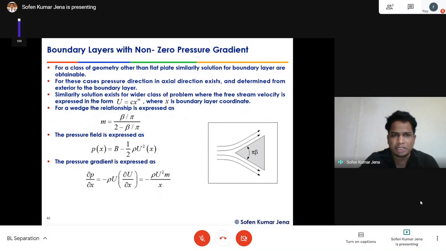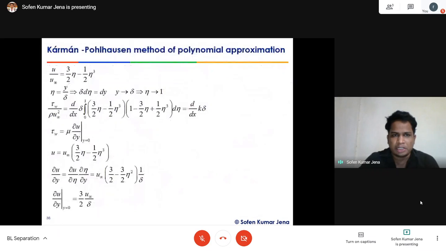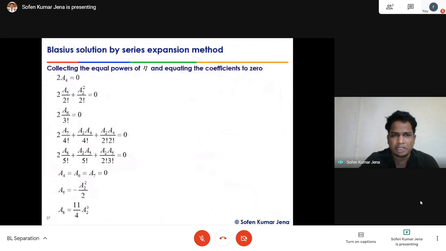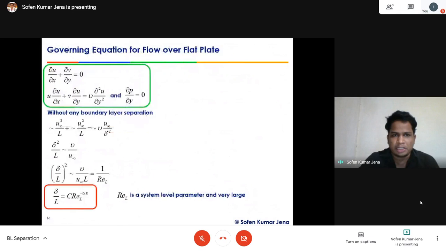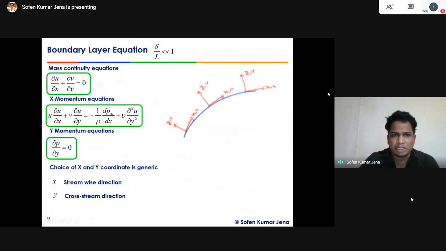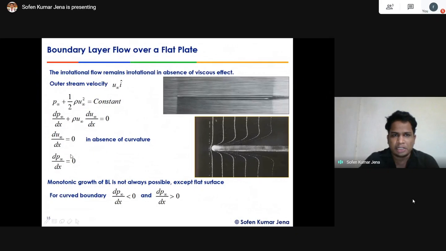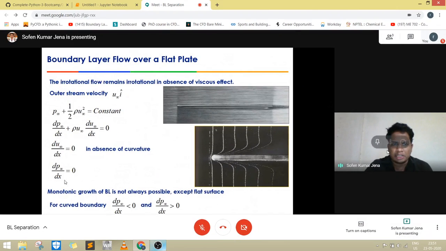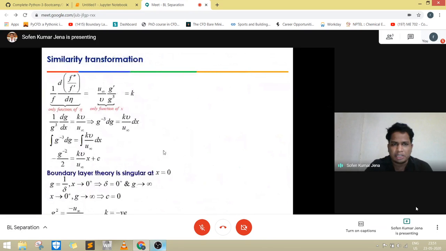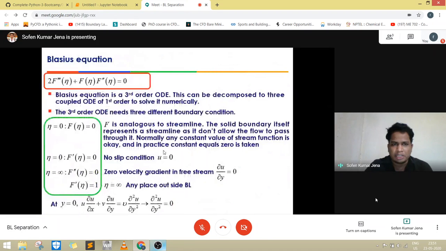Earlier, whatever boundary layer theory or solution we got was for flow over a flat plate, where essentially the pressure gradient was zero. In the first lecture itself we derived why it should be zero. So we have already considered the flat plate, where the pressure gradient was zero. Now we'll come to a situation where the pressure gradient is not zero. What are those situations?